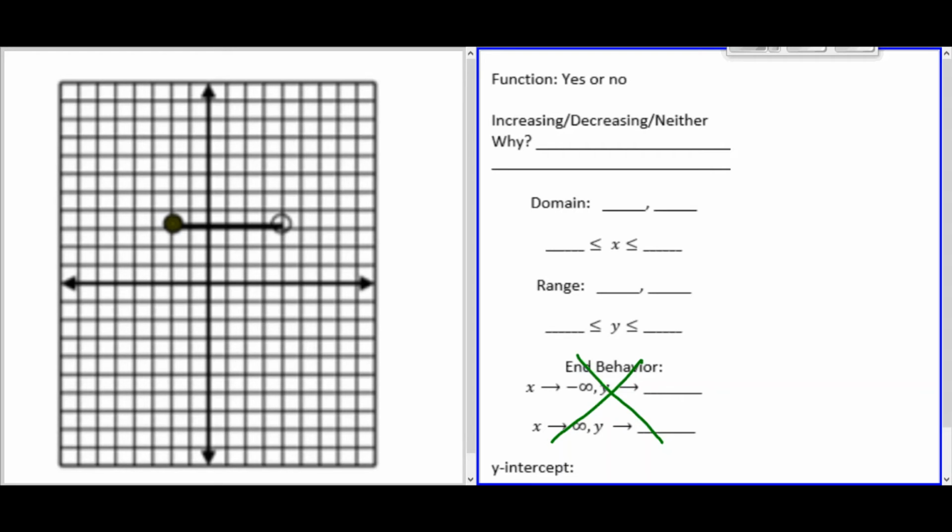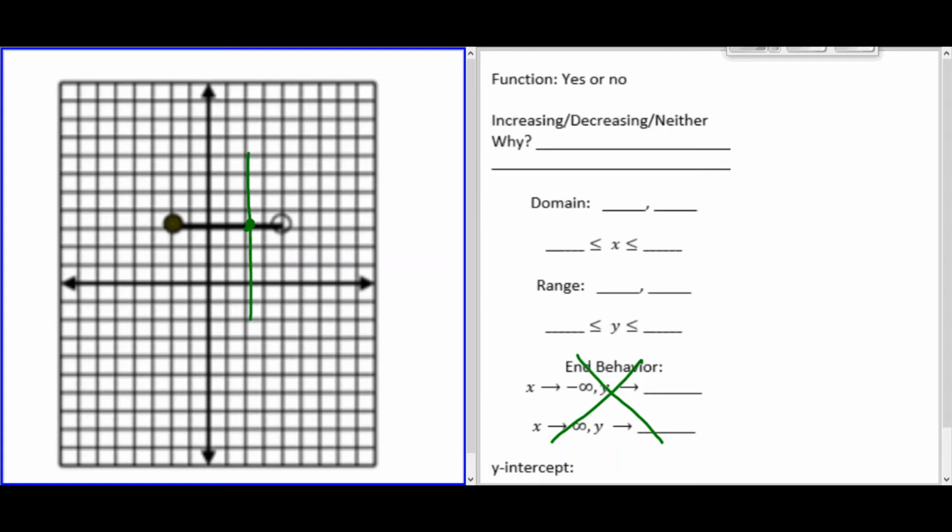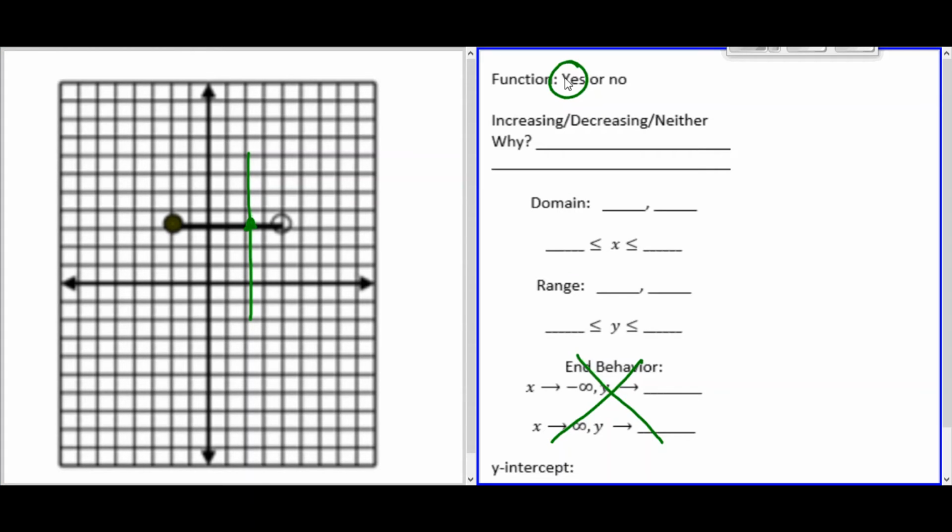First it wants to know, is it a function? So that means, can I draw a vertical line through this and it will only touch one time? So I draw a vertical line, it touches exactly once, so it's a function. So we're going to say yes, it's a function. Is it increasing, decreasing, or neither? Well, this is just a straight line, so it's neither. It's not increasing and it's not decreasing. So why? Because it's a straight line.